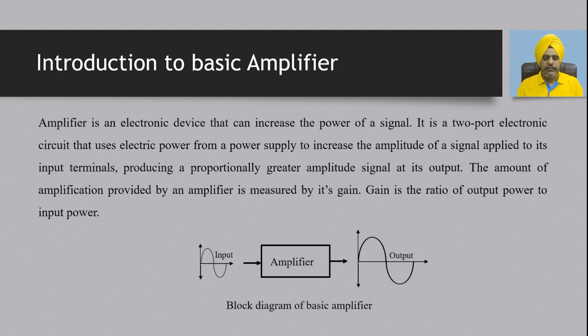This is how we can depict the input and output of an amplifier, and we can see the increased magnitude of the output. So we are talking of an amplifier where the input voltage is lesser than the output voltage, or the output voltage is greater than the input voltage.